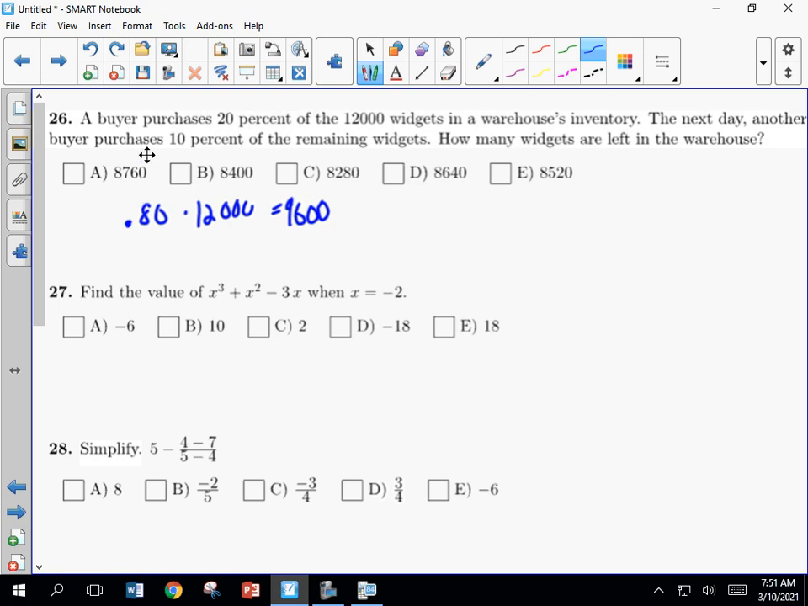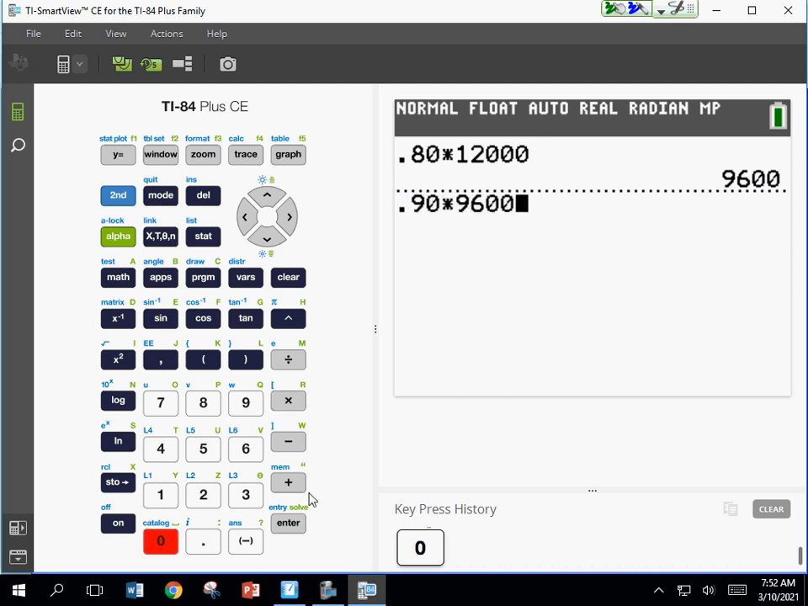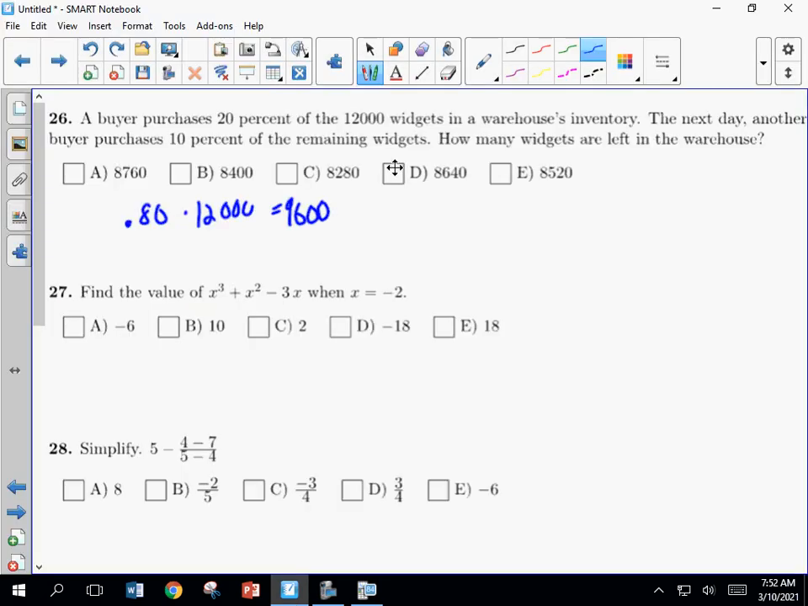Well, the next day someone else bought 10% of those. Well, that means that if 10% are gone, that means 90% are left. So we're going to take 0.90 times that number, 9,600, and then that's how many are left. It didn't ask how many were bought, it asked how many were left. So the leftover percentage after they bought them is how many are left.